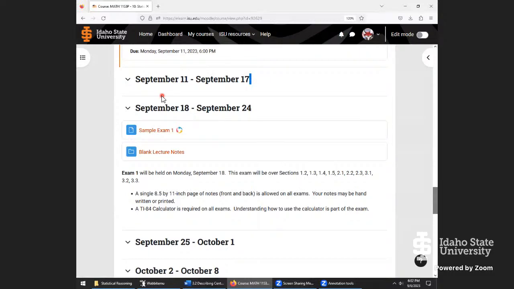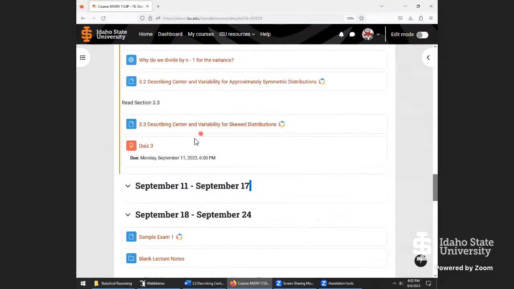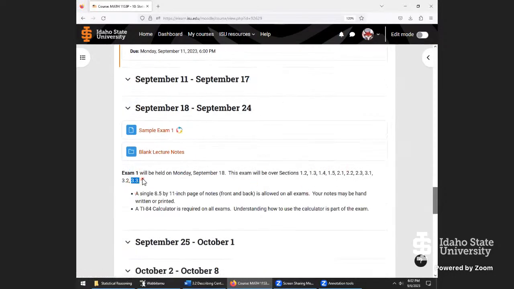So this is kind of how the pattern is going to go for exams. Once we finish section 3.3, we'll have a week to absorb that material, look at review questions and study. And then 3.3 is going to be the last section on our upcoming exam. Does that make sense so far?